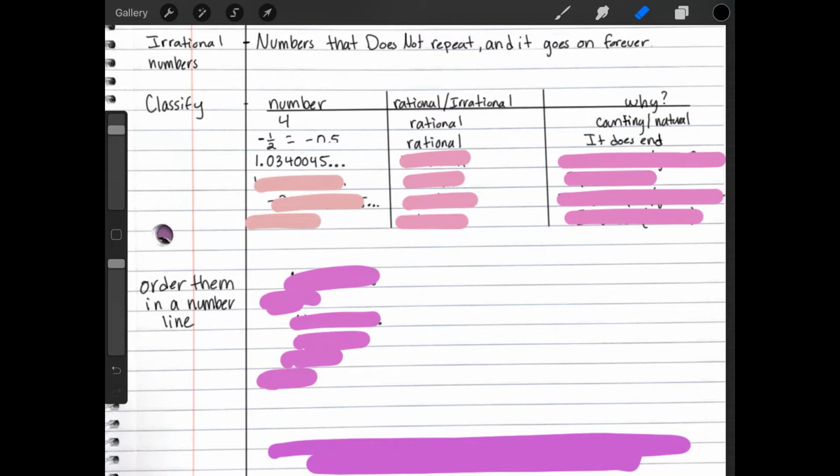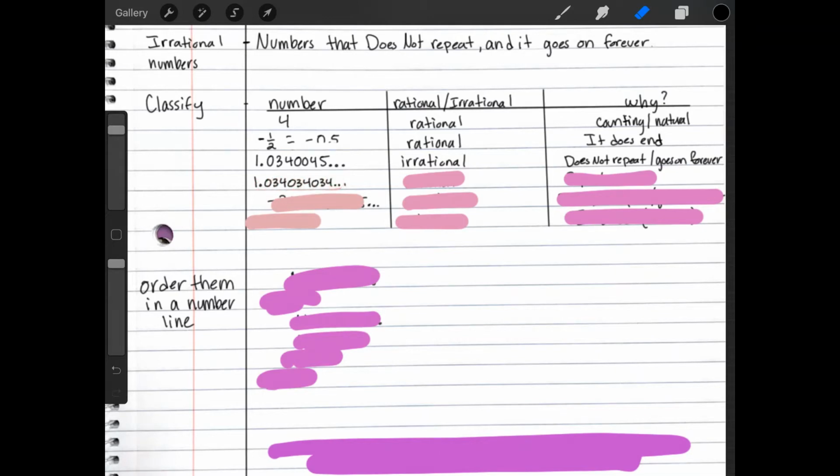The next number will be 1.034045 ... So those 3 dots there say that it's going to continue on forever. And so if it continues on forever and there's no repetition, then we can say it's irrational. Okay. We kind of have repetition with the 0, but it's not enough to say that it's going to be like that every single time. Okay. So our why is it does not repeat and it goes on forever.